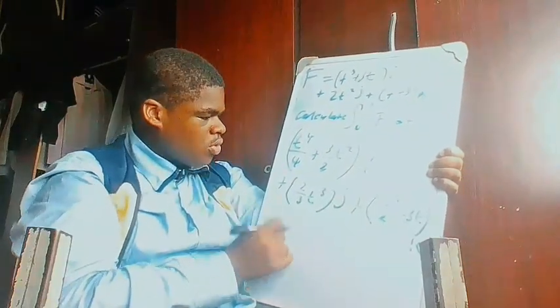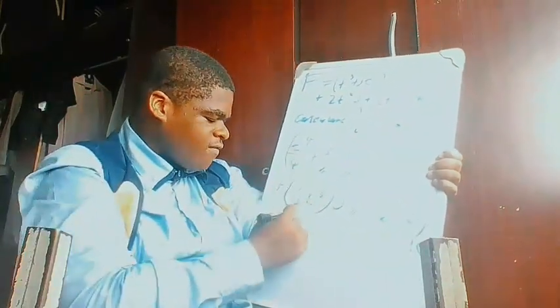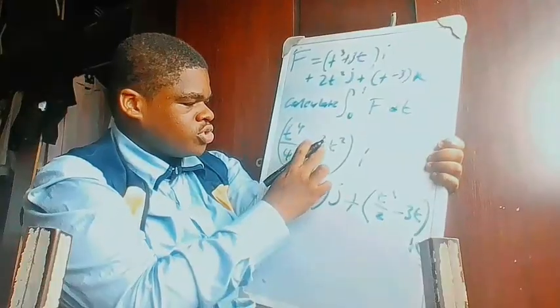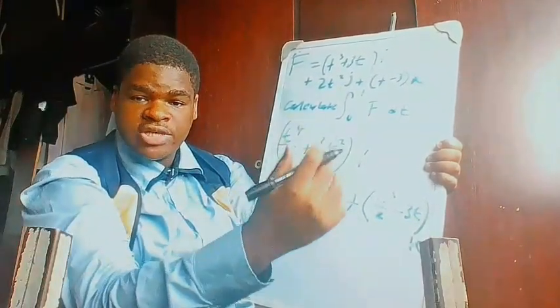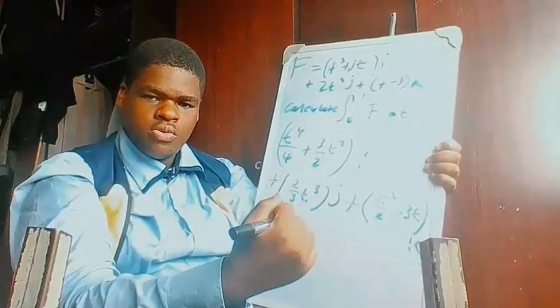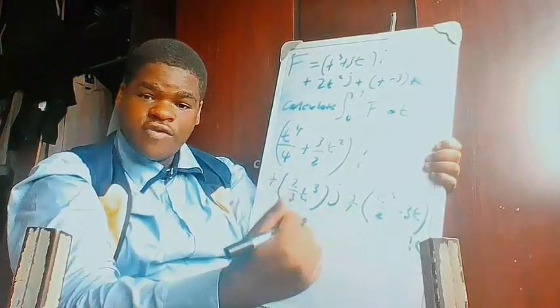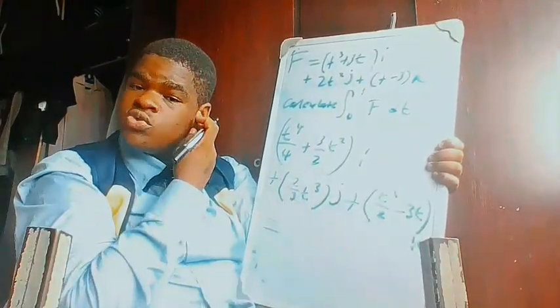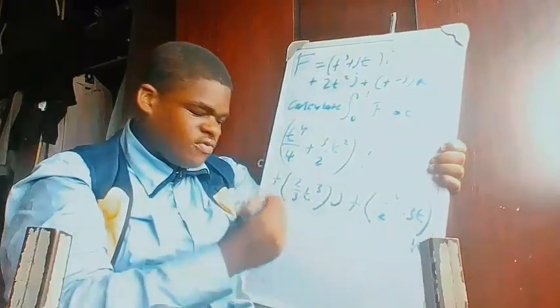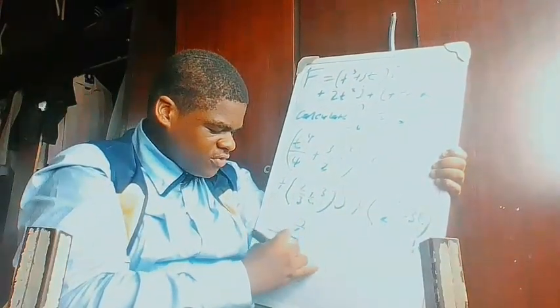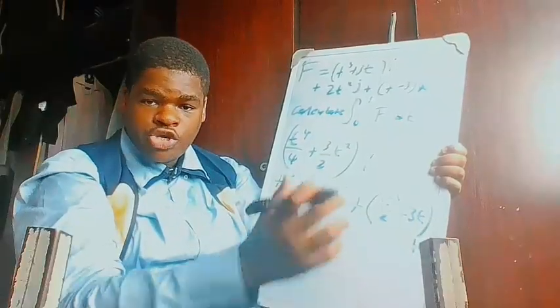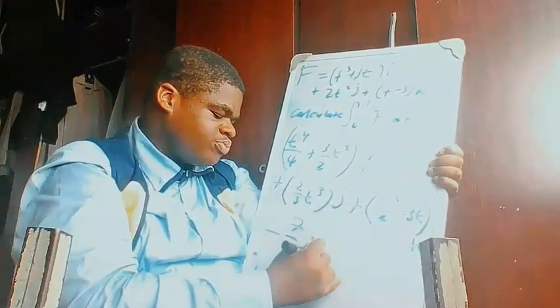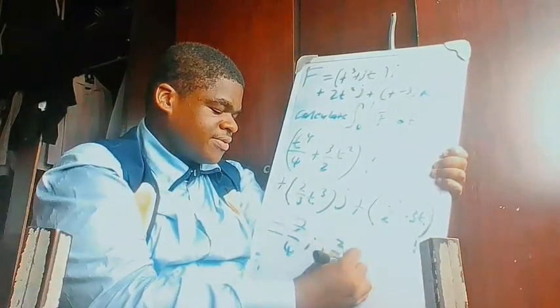So this is equal to, when you put in 1, you have 1 over 4 plus 3 over 2. 1 over 4 plus 3 over 2 is same thing as 1 over 4 plus 6 over 4, which is equal to 7 over 4. So this is 7 over 4 i. 2 over 3 times 1 cubed is same thing as 2 over 3. So this is plus 2 over 3 j.